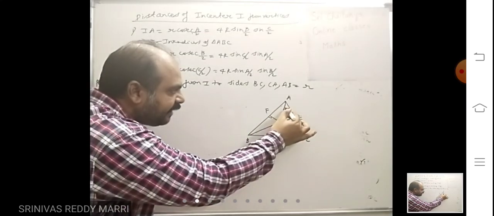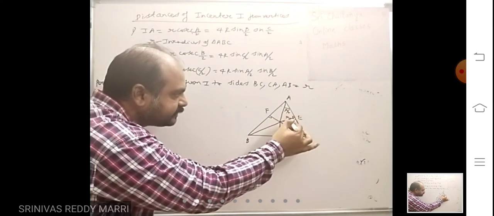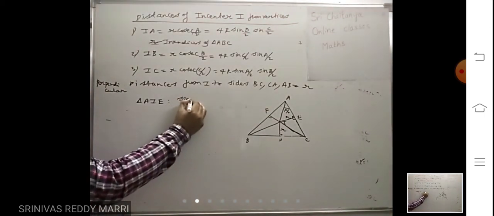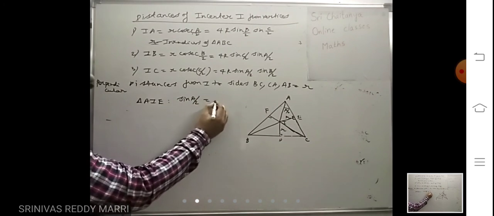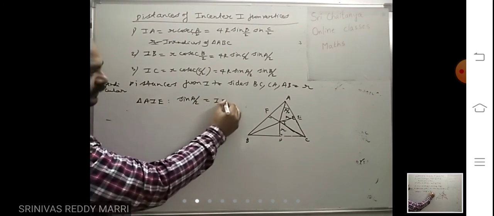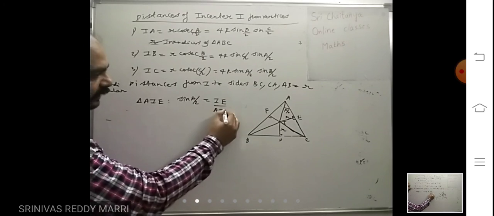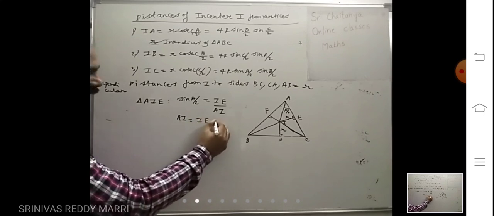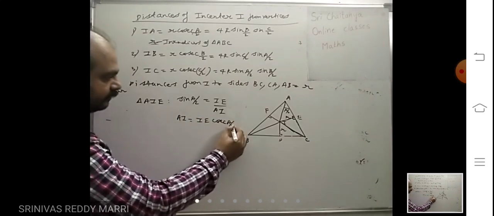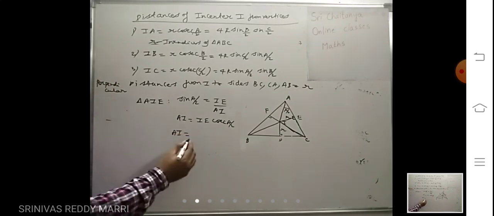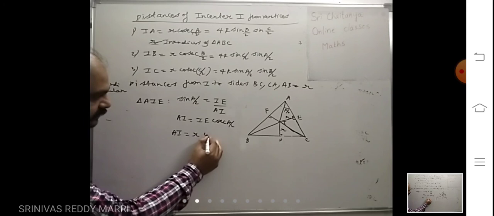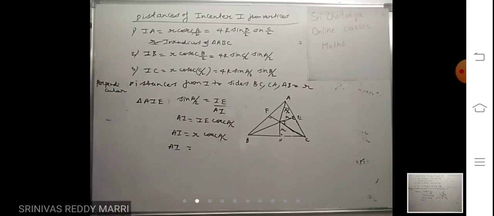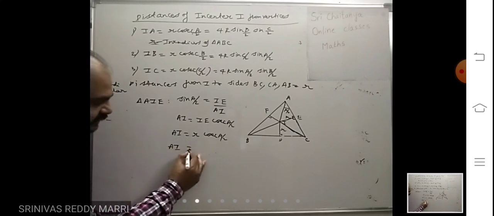I am writing sine A by 2. Sine A by 2 is nothing but the opposite side r divided by the hypotenuse AI. Sine A by 2 is nothing but IE divided by AI. So therefore AI is nothing but IE cosecant A by 2. Therefore AI is nothing but the inradius, that is r cosecant A by 2.